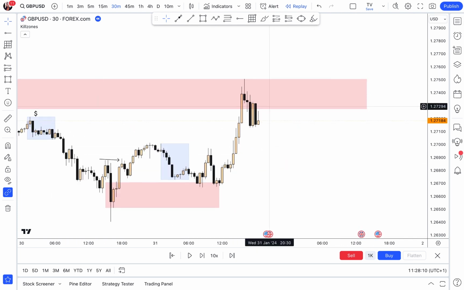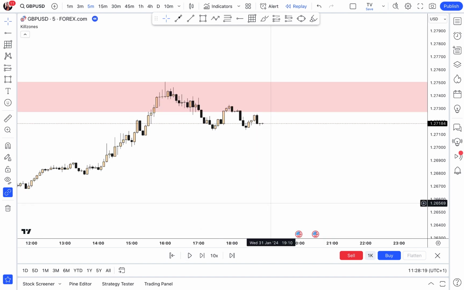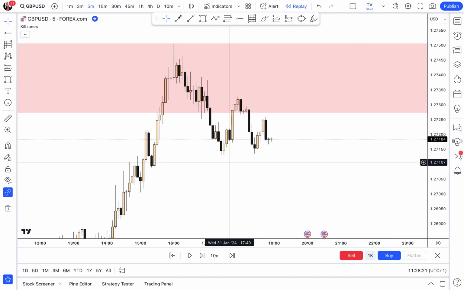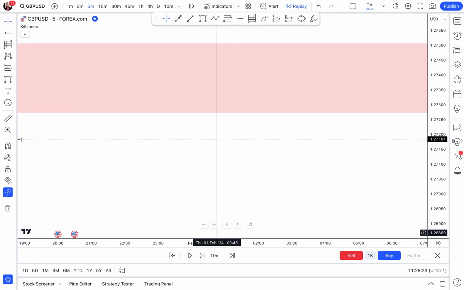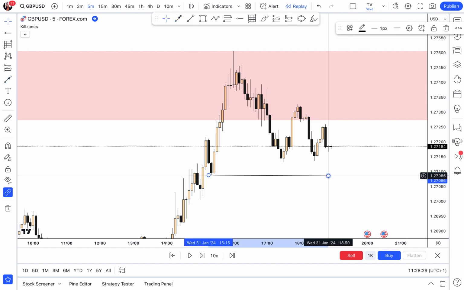So now price has tapped into our point of interest for sell. Let's see how price builds up. Let's go to a lower time frame and see how we could get a possible sell entry. So market is building up. For me to take a sell trade, I want this level of low to be taken out.